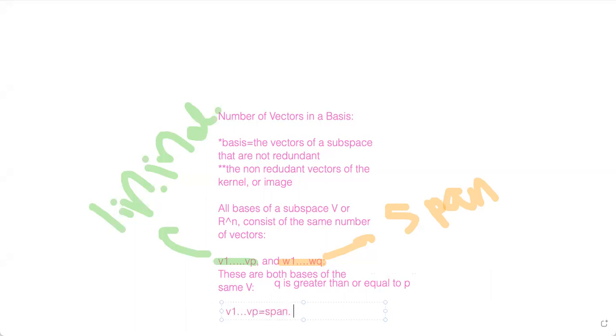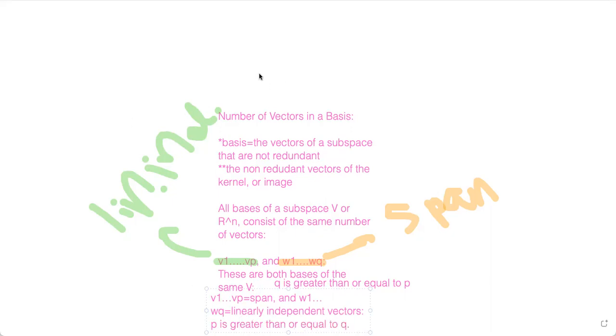But then, because of the definition of a basis, we can also say that V1 through VP are a span, right? And W1 through WQ are the linearly independent vectors. Of course, this then yields the relationship P is greater than or equal to Q.